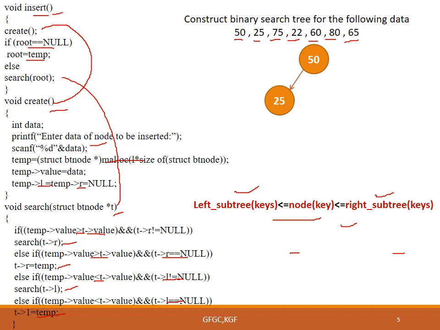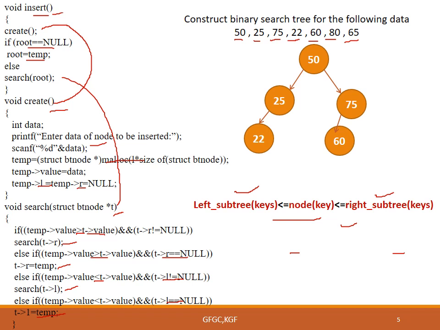Next comes 75. Since it is greater than the root node, it proceeds to the right hand side. Next comes 22. Since it is lesser than 50 and 25, it moves to the left hand side. Then 60 is compared with 50. Since it is greater, it will move to the right hand side. And then since it is lesser than 75, it will go to the left of 75.